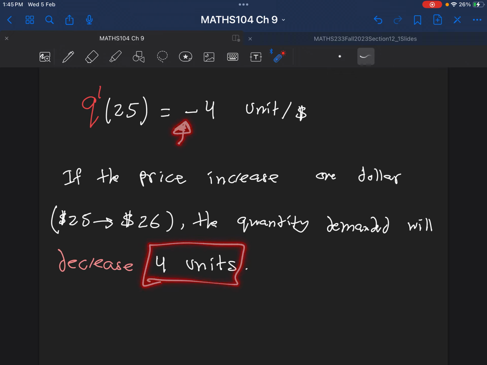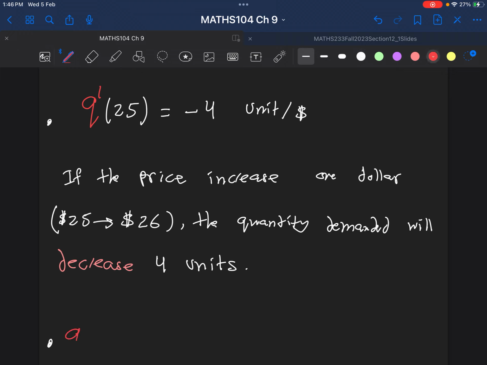How do I know it's decreased? Because there is a minus. And why will it decrease by 4 units? This is the law of demand. If you increase your price, fewer people will be willing to buy. That means, of course, the quantity you sell will go down by 4. So if your product is $25 and you decide to increase it by only $1, you should expect a reduction in your sales. Now, this is the first part.